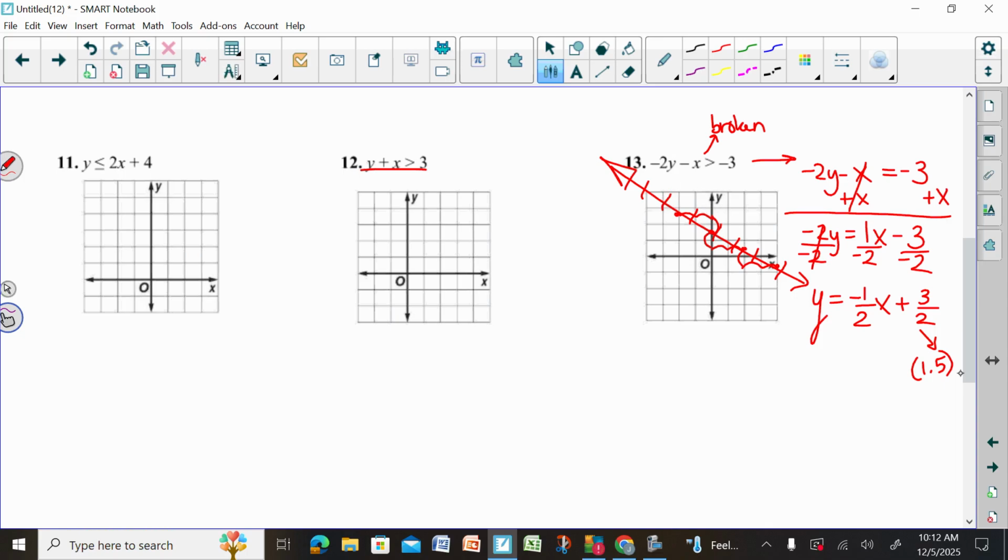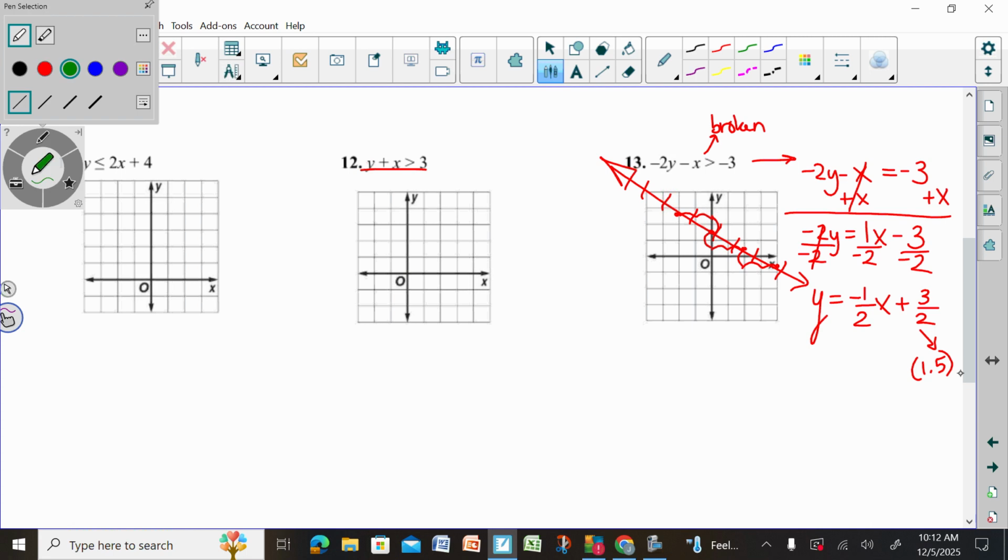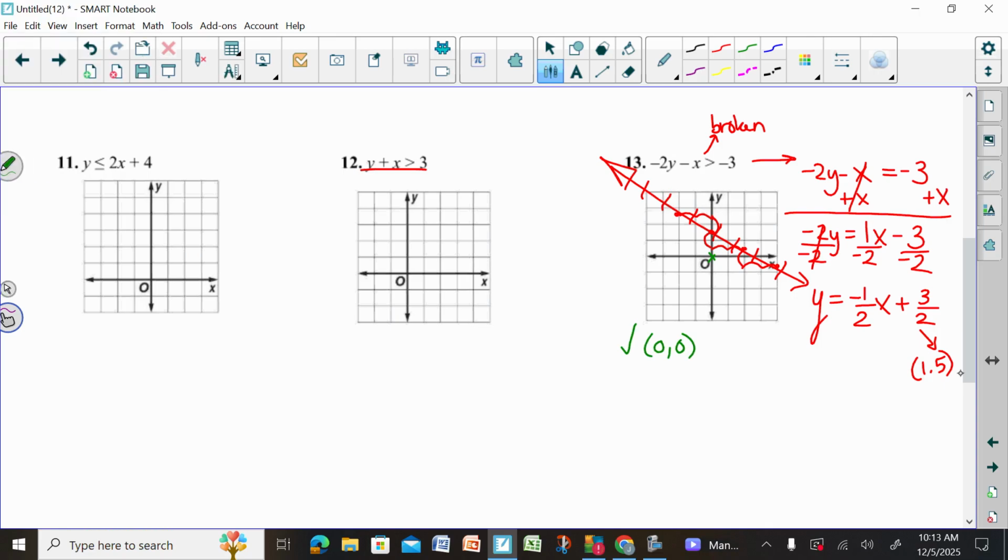Now we need to check for shading. So when we check for shading, we pick a point not on the line. I can use (0, 0) again. This time (0, 0) is below it. So I'm just going to show my little work down here that I'm checking (0, 0). I'm going to use this original inequality here. And so when I put that down here, wherever I see y, I'm going to plug in 0. Wherever I see x, I'm going to plug in 0. And we're wondering, is all that junk greater than negative 3?